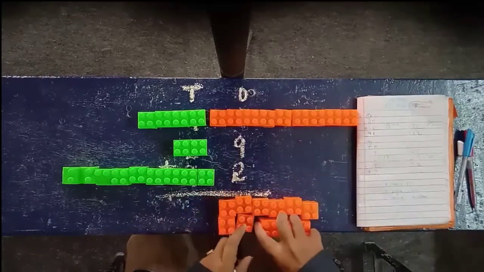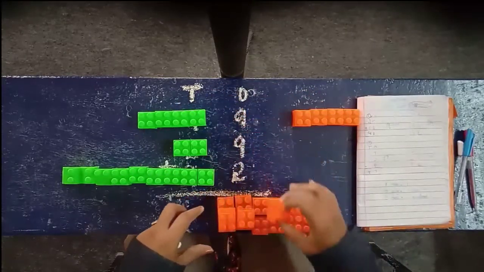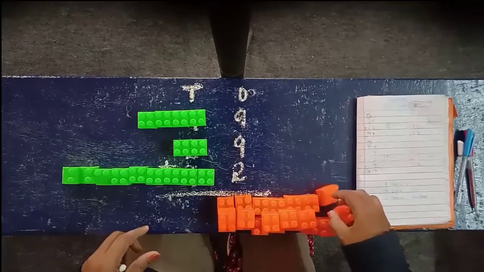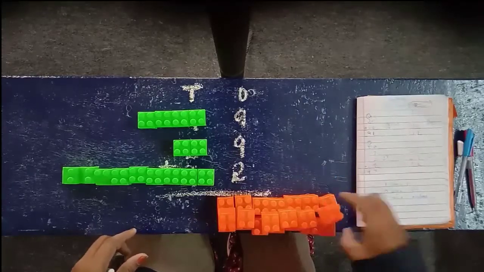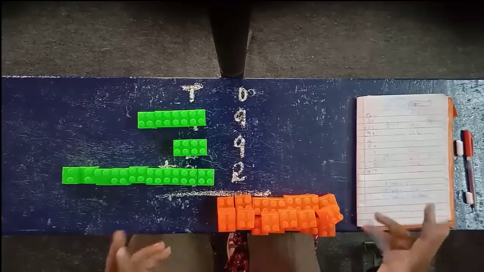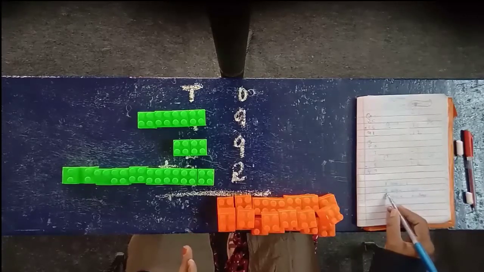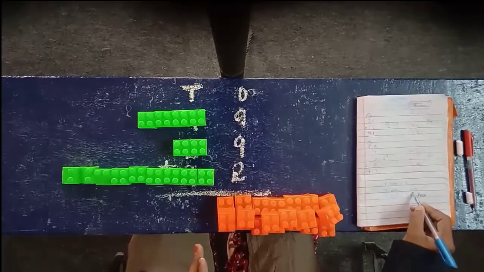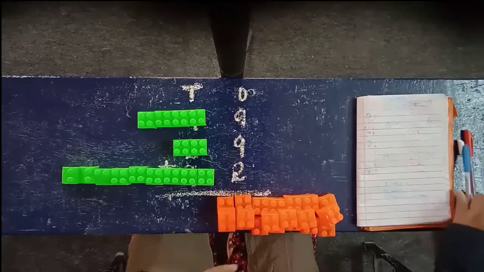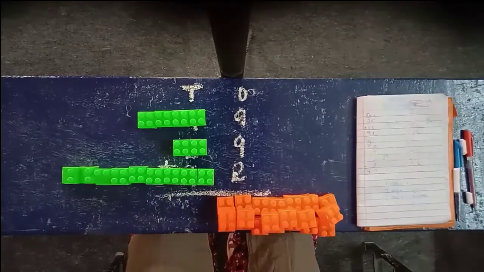So here, as I already told you, 20 ones is equal to 2 tens, children. 10 ones is equal to 1 ten. Here you can see, children, instead of 10 orange boxes you can take one green box.